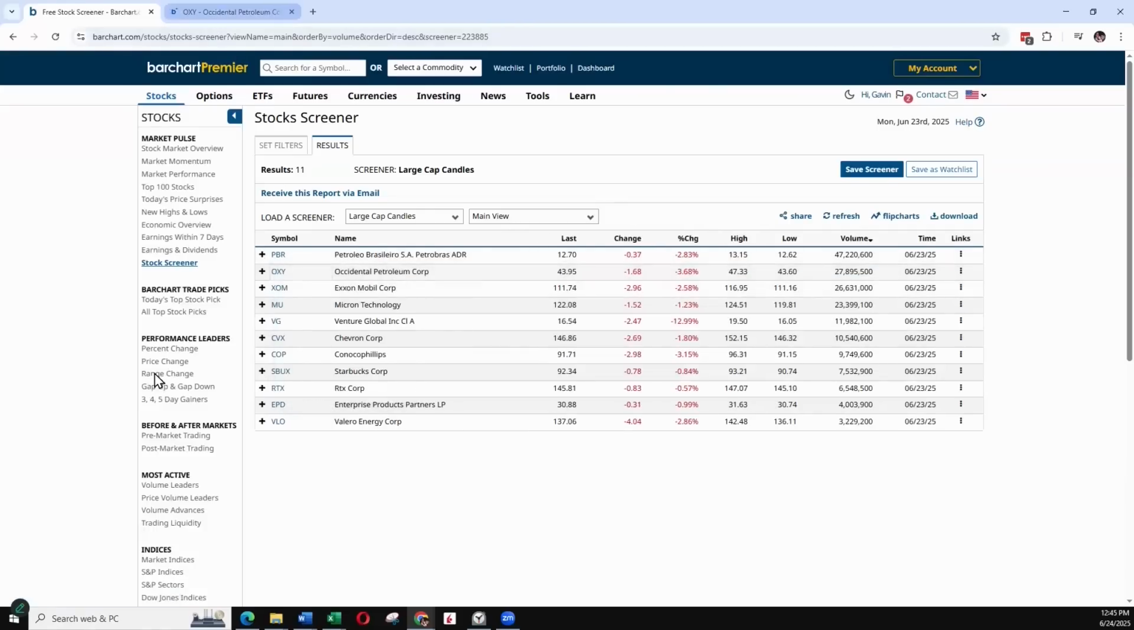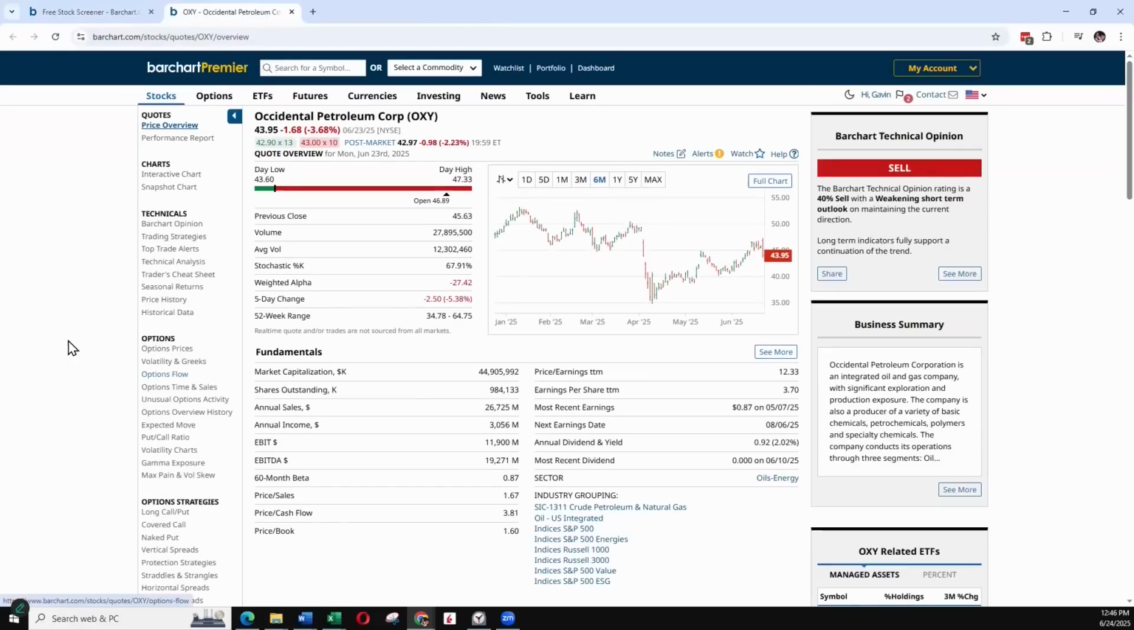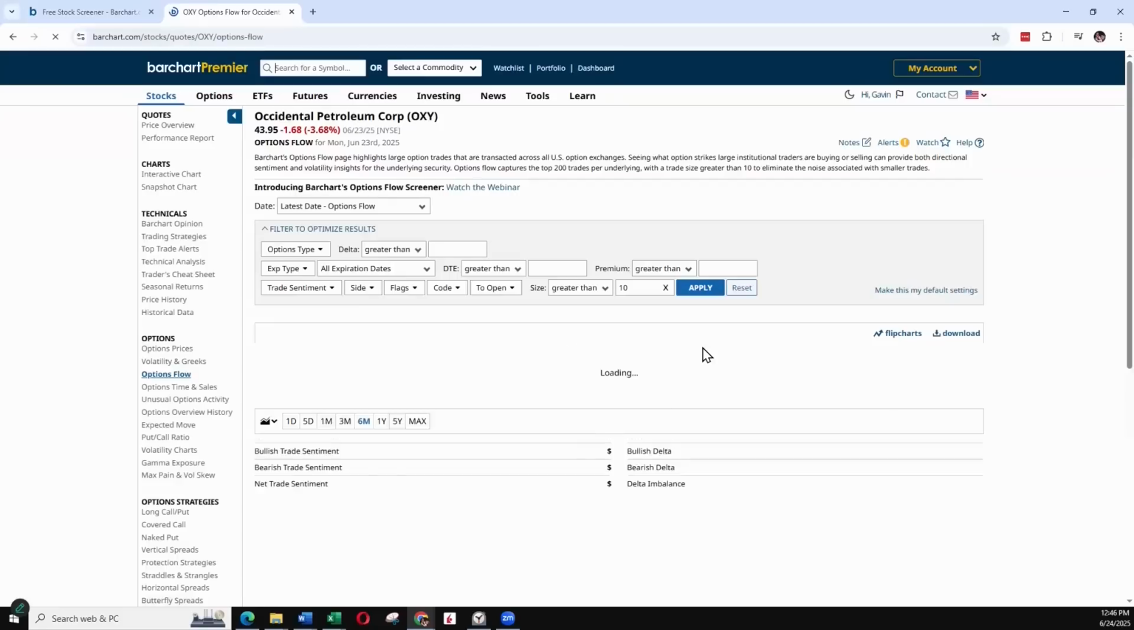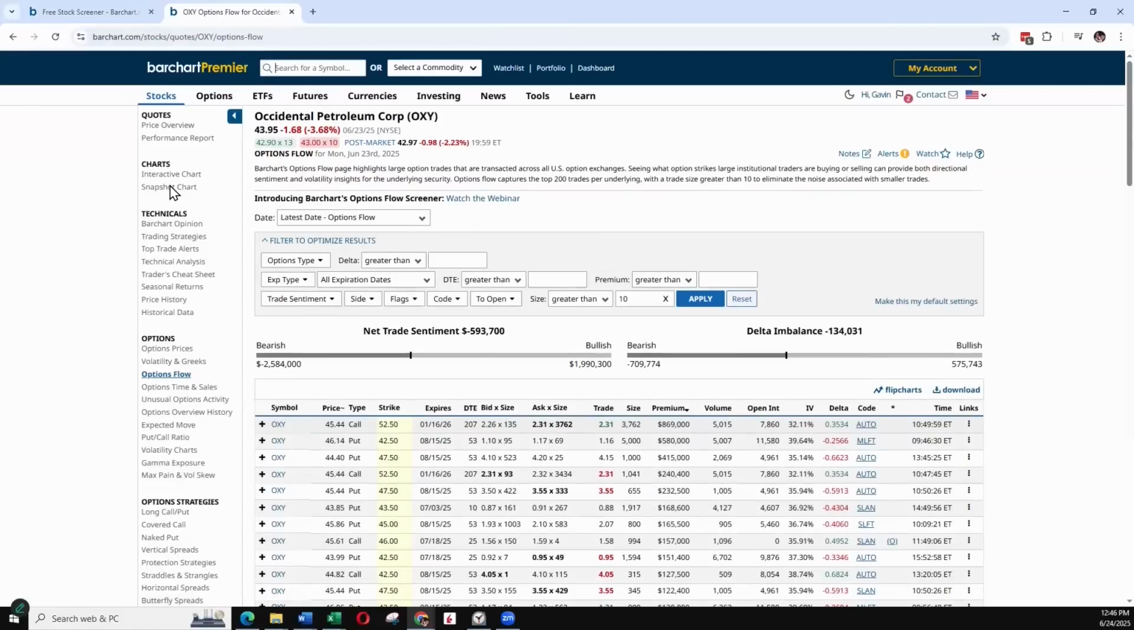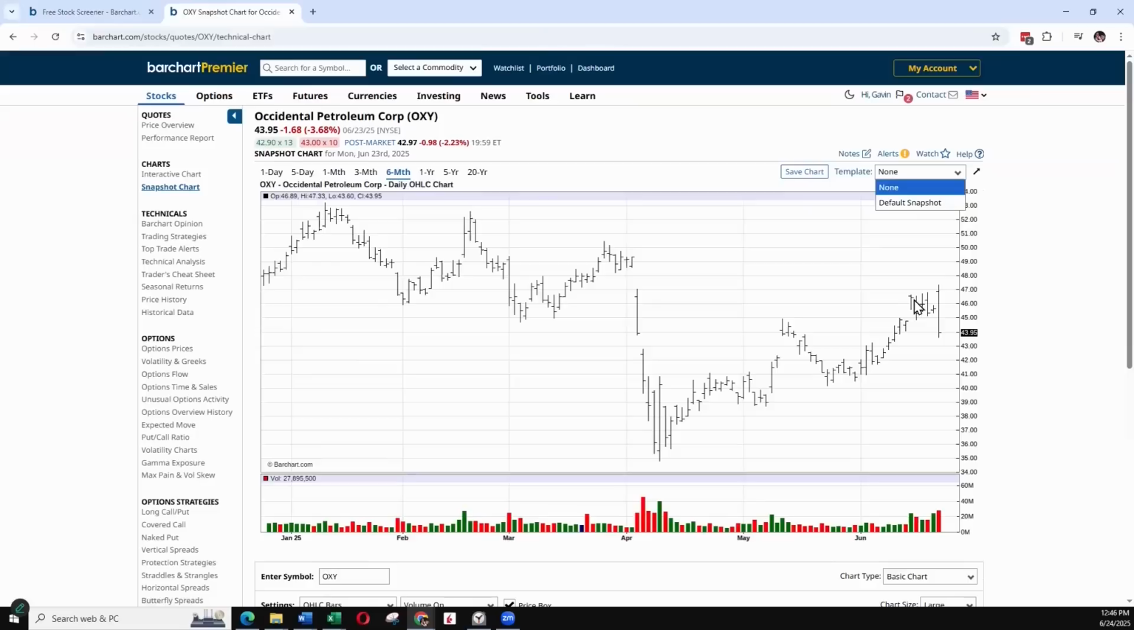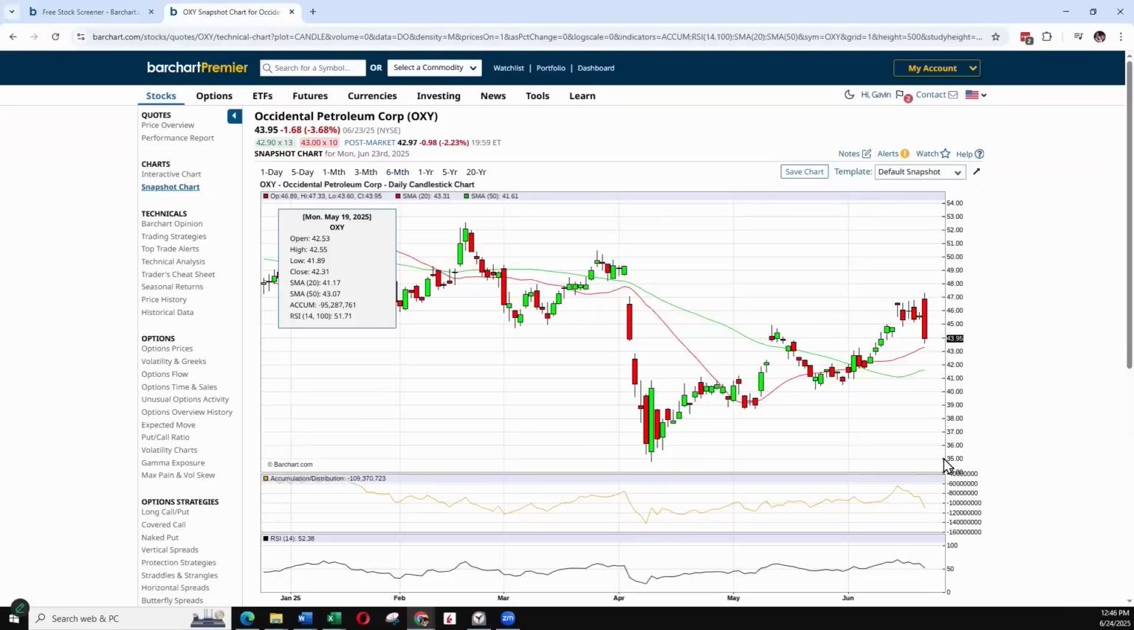If I go and look at the flow, had a pretty negative day and negative flow, so that's a really good bearish candidate. I could look at the chart just to confirm. And yeah, big bearish engulfing candle there. And we're seeing a lot of distribution happening in the stock. So there's a good bearish candidate.